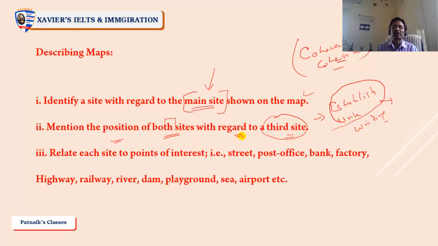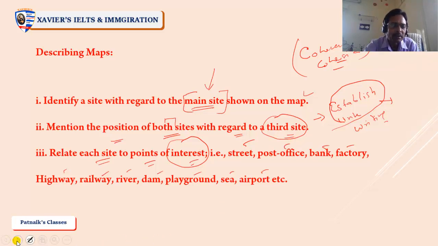Then relate each side to points of interest, the important areas of that particular map, right? Important points of interest means which are the important points. Maybe a street, a post office, a bank, a factory, a highway, a railway, a river, a dam, a playground, the sea, or an airport. Anything that is a place of interest, a common place where people can easily find the places. Never forget to include these things in your writing while mentioning a particular position.